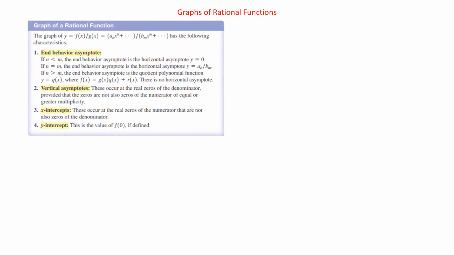So how do we graph these things? When we're graphing them, we need to look at a few different things. We need to look at the end behavior, asymptote. The end behavior is what's happening when x is getting really, really small, going down to negative infinity, and when x is getting really, really big, going up to positive infinity.